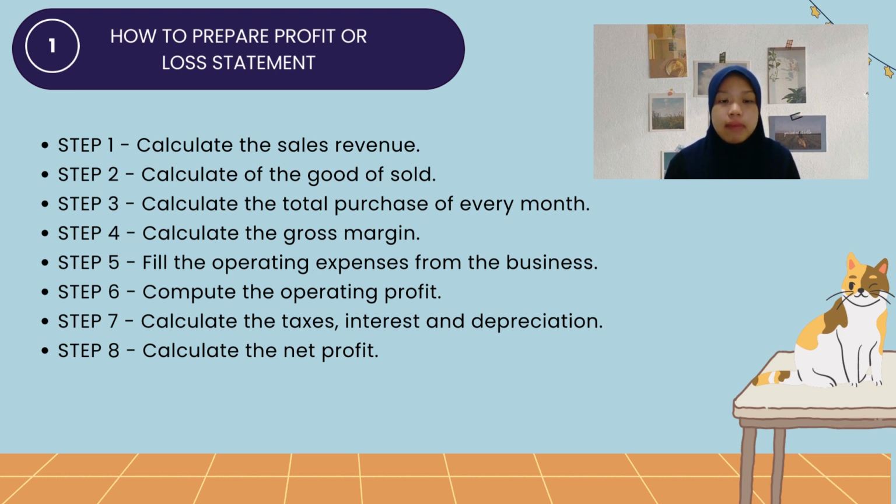The first step is to calculate the sales revenue, and second step, calculate the cost of goods sold, and the third step, calculate the total purchase of every month, which is from February, March, April, and May. And the fourth, calculate the gross margin, and the fifth, fill the operating expenses from the business, and for the sixth step, compute the operating profit, and the seventh step, calculate the taxes, interest, and depreciation. And for the final step is calculate the net profit.